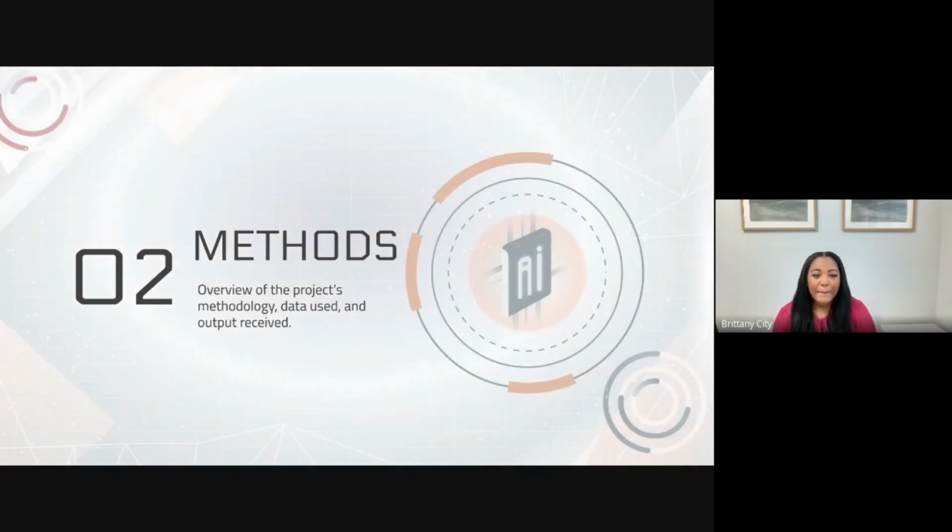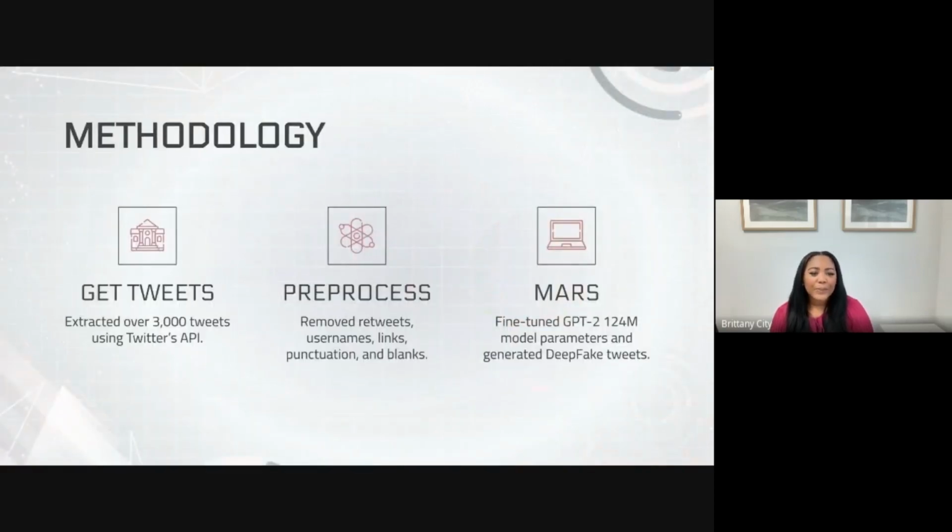So let's look at some of my methods, project data, and output. For this project, I extracted my own tweets, a little bit over 3,000 tweets, using Twitter's API. Tons of processing was needed to remove retweets, usernames, links, punctuation, blanks, all types of stuff in the tweets. With the model, I fine-tuned GPT-2. I used the 124 size model, which honestly is on the smaller end.